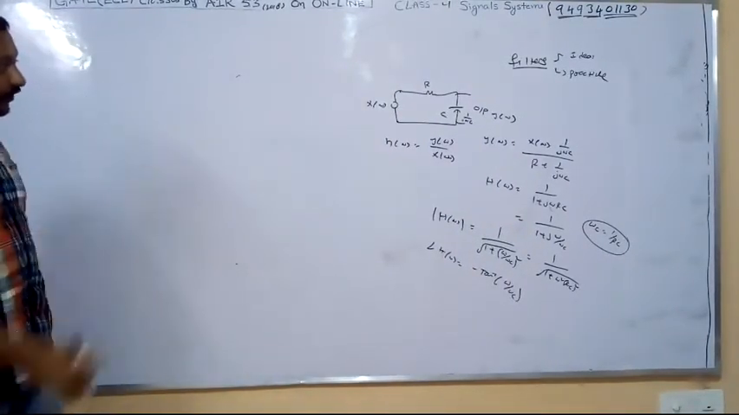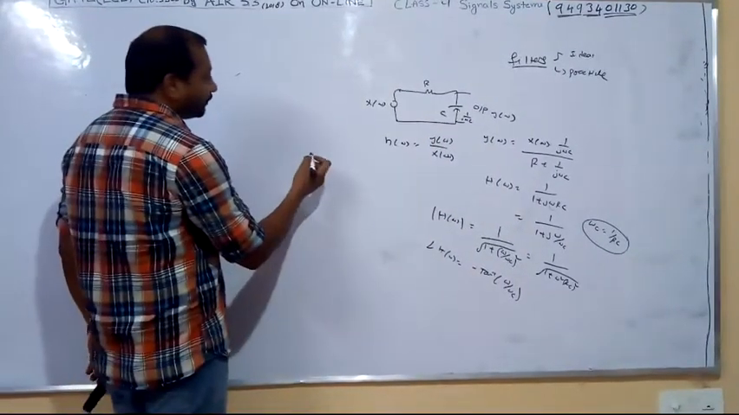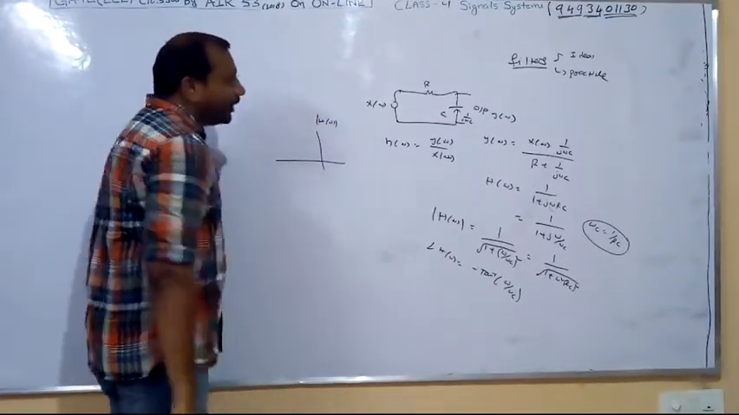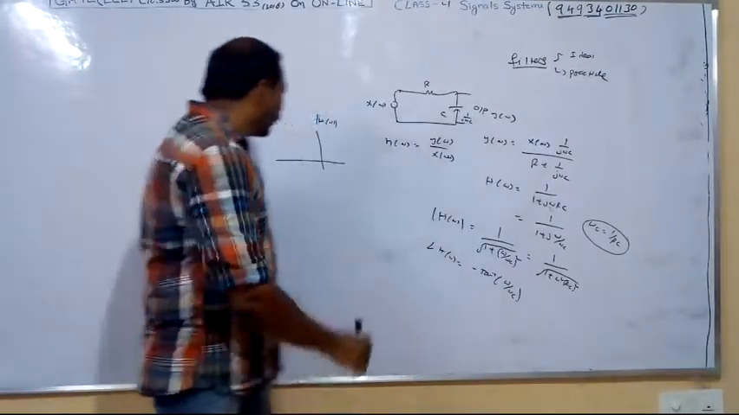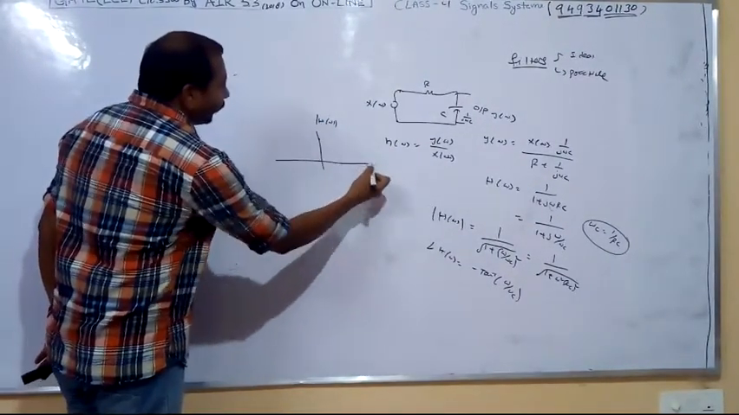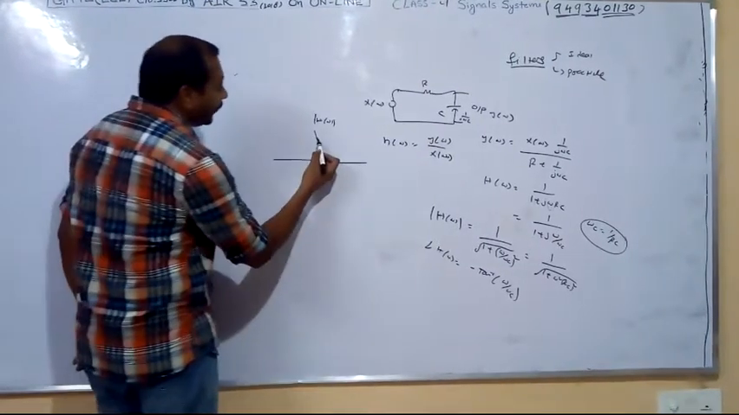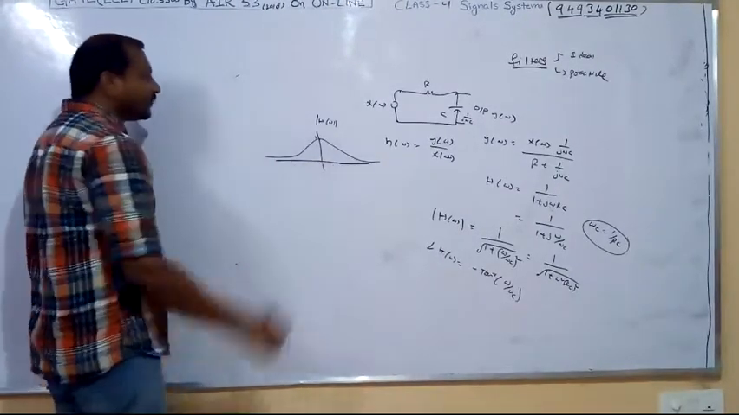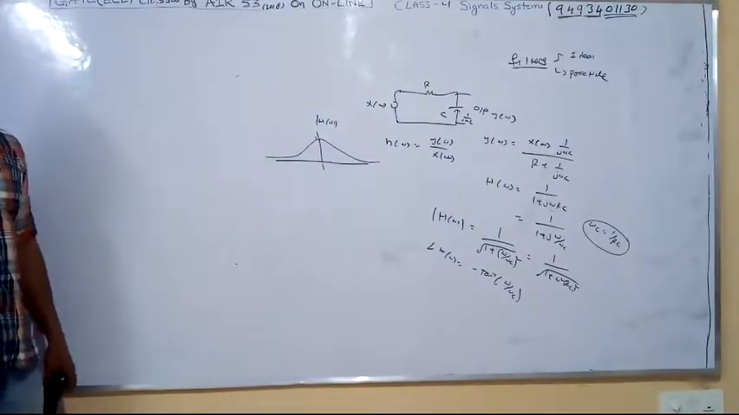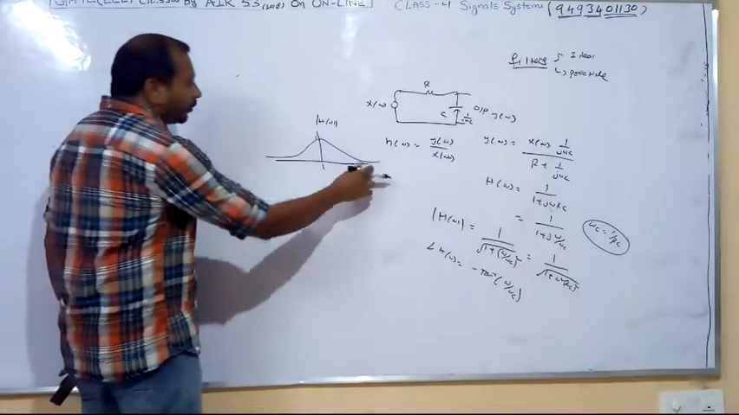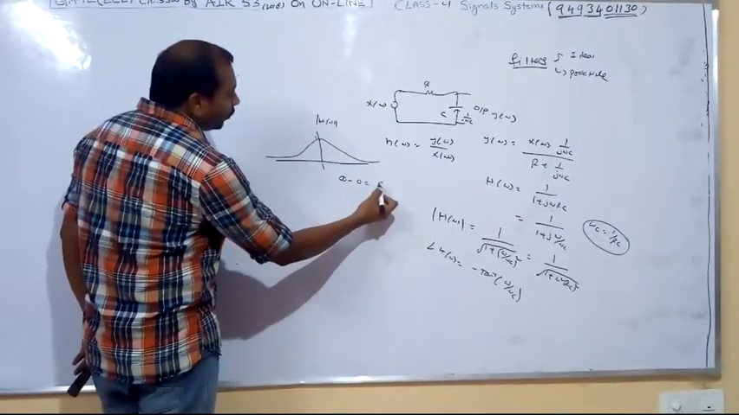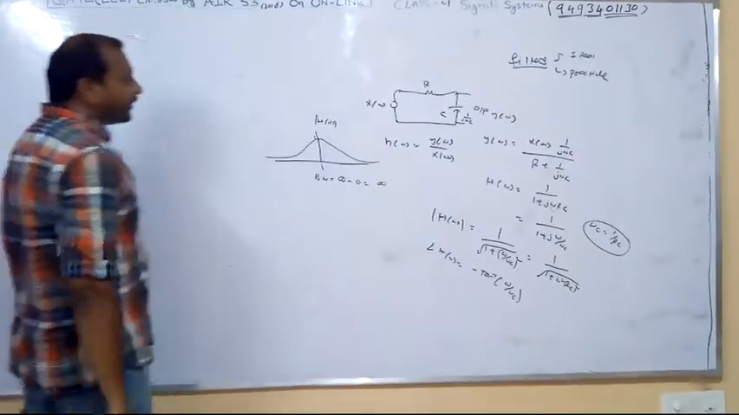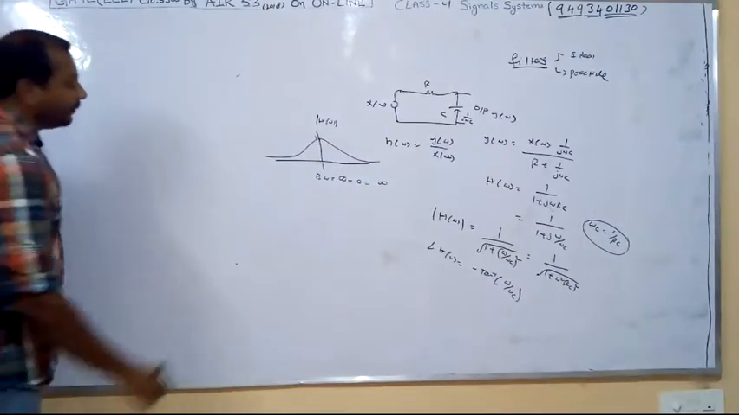Now what is the bandwidth of the signal? What is the magnitude spectrum? At omega equal to 0, the value is equal to 1. As omega goes to infinity, the value goes to 0, not exactly 0. The magnitude spectrum is like this. What is the bandwidth of this practical low pass filter? Bandwidth is simply infinity minus 0, which is equal to infinity. The practical bandwidth of this is infinity. In that case, we will go for the calculation of the 3 dB bandwidth.